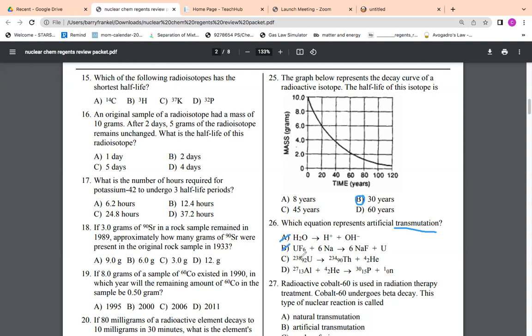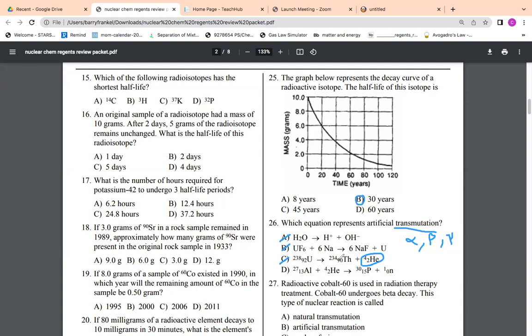Now the next one, we see uranium is going through alpha decay. Alpha decay happens naturally. So uranium-238 will naturally decay into thorium-234. So this one doesn't count. Again, alpha decay, beta decay, and gamma are all natural types of radioactive change.